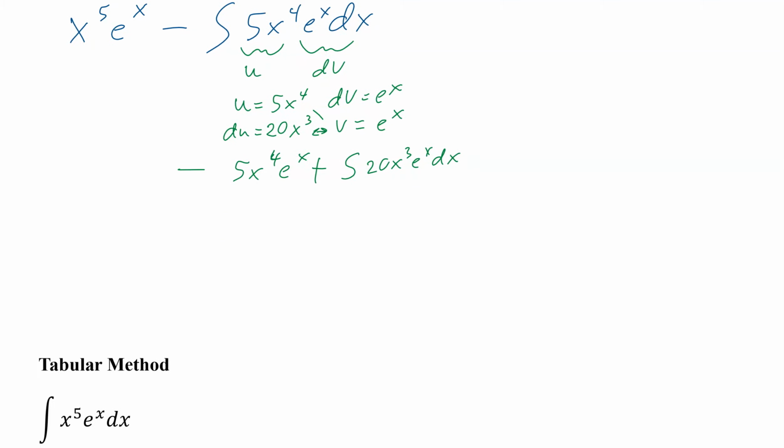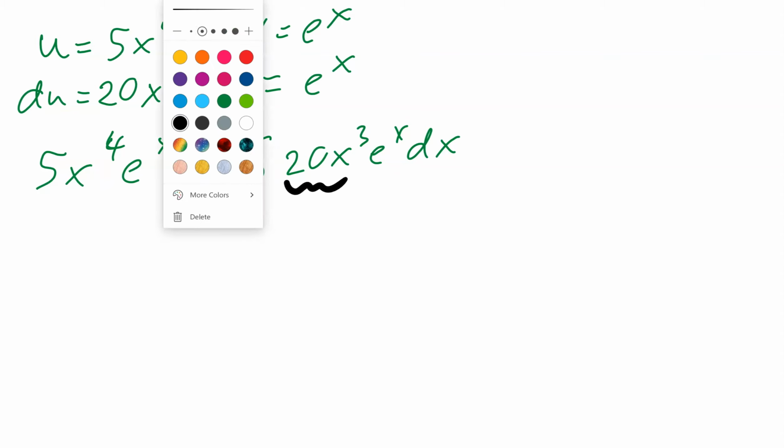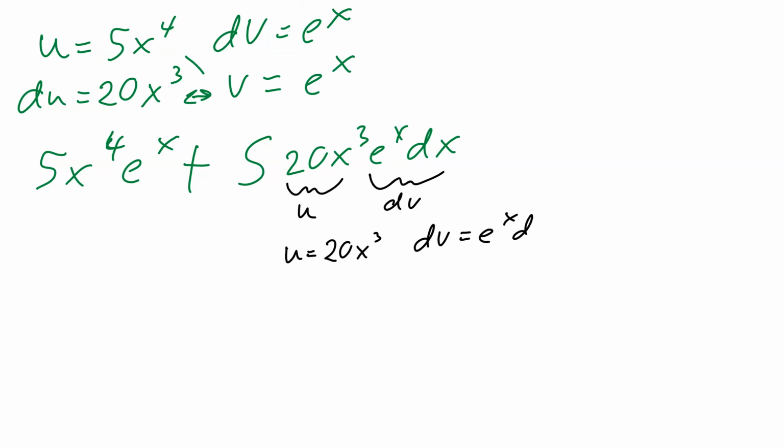But now our integral there, we're going to go into black now. And we're going to do that one. Well, that's way too big, let's make it smaller. There we go. So this will become our u. This is our dv. Hopefully you're seeing the pattern here, that we can just keep doing this over and over again. So you don't have to use the tabular method if you don't want to. You can just do brute force. So du equals 60x squared. V equals e to the x.